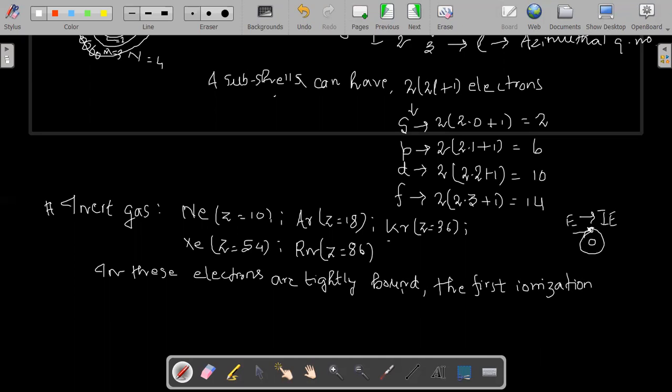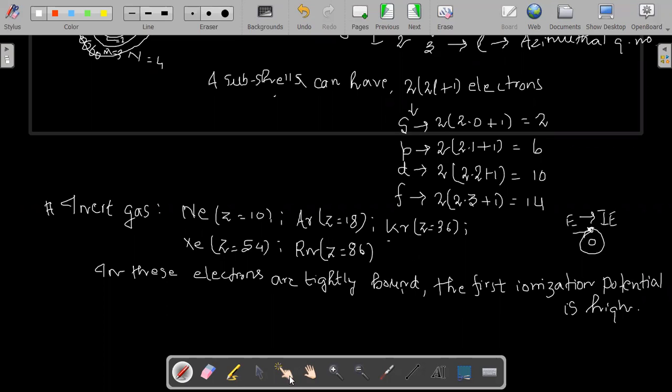Ionization potential is high, very high. Okay, so this is a speciality of these kind of elements. Now the question is, does a similar thing also exist for the nuclei?